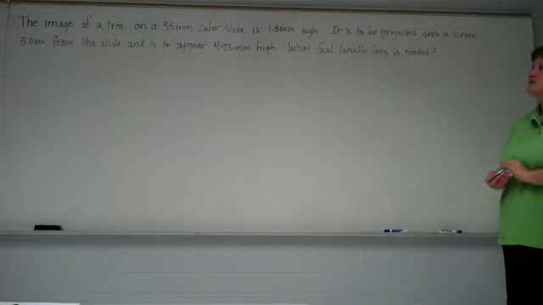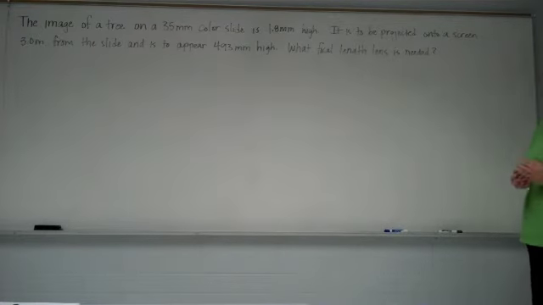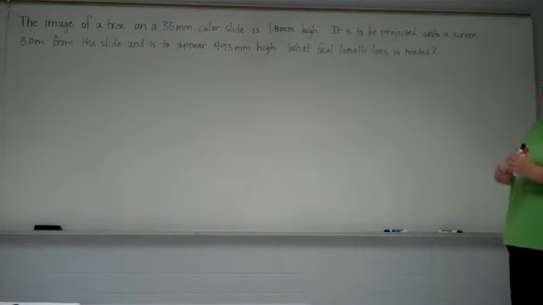I have the image of a tree on a 35mm color slide. The image on the slide is 1.5 millimeters high. It's to be projected onto a screen 3 meters from the slide and is to appear 493 millimeters high. What focal length of lens is needed?